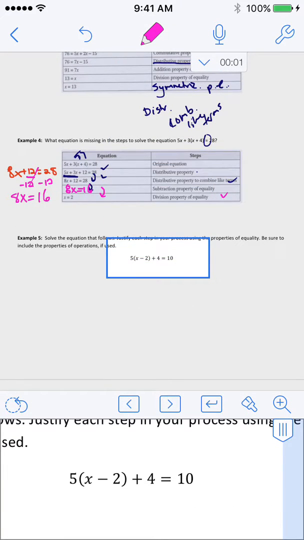Last problem for this section. We're doing 2 sections today, but I'm going to do 2 separate videos. So last problem for this video.